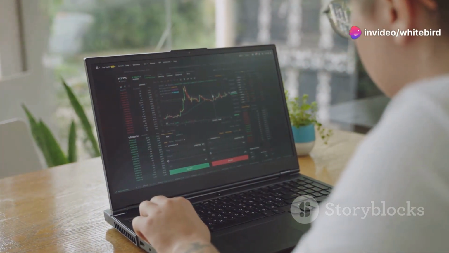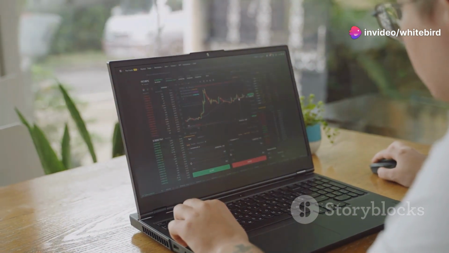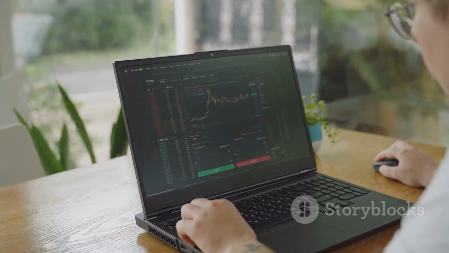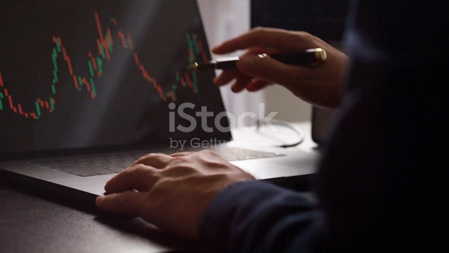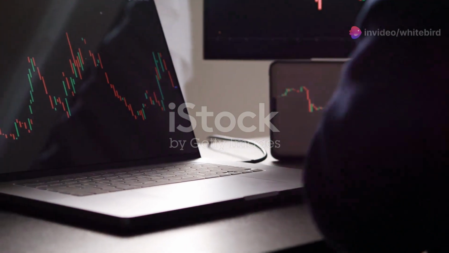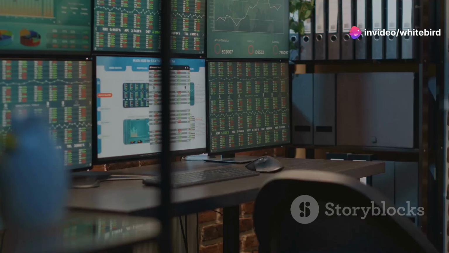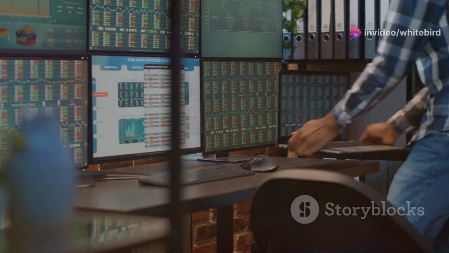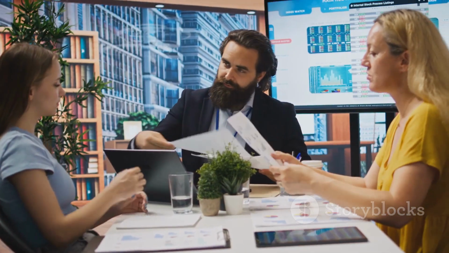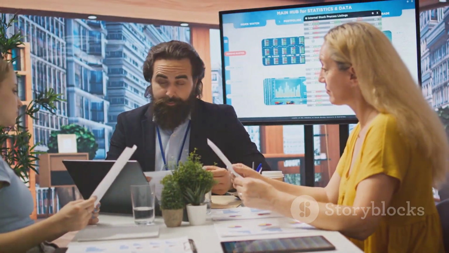Finally, research and due diligence. Investors should research an ETF's holdings, performance history, and expense ratio before investing, ensuring it aligns with their investment goals and strategies. In conclusion, exchange-traded funds, or ETFs, are a flexible and cost-effective way for investors to gain exposure to a diversified portfolio of assets. They combine the advantages of mutual funds and stock trading, making them an attractive option for both beginner and experienced investors looking to diversify their portfolios.